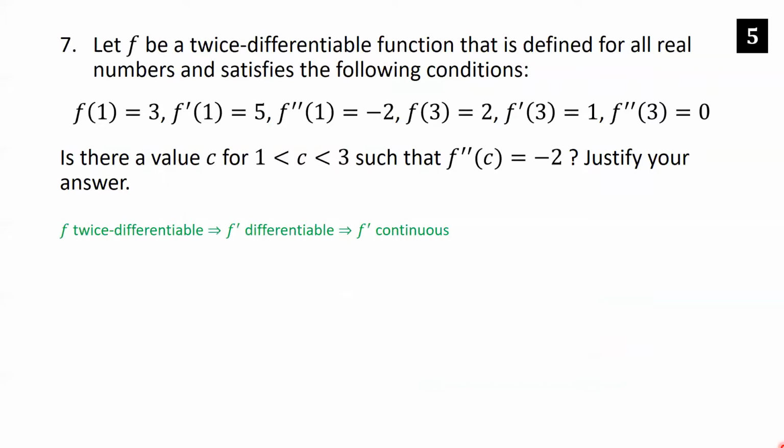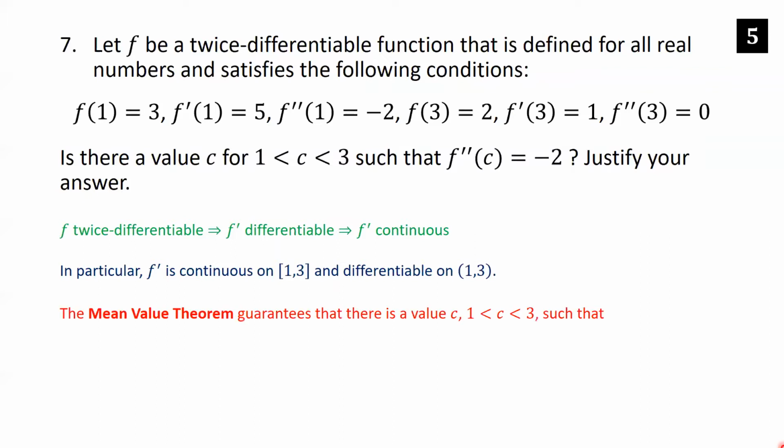Okay, so f is twice differentiable, which means that f prime is differentiable. And since differentiability implies continuity, then we get that f prime is continuous. In particular, f prime is continuous on the closed interval [1, 3] and differentiable on the open interval (1, 3). Right? So the mean value theorem guarantees a value C between 1 and 3 such that f double prime of C is f prime of 3 minus f prime of 1 over 3 minus 1.